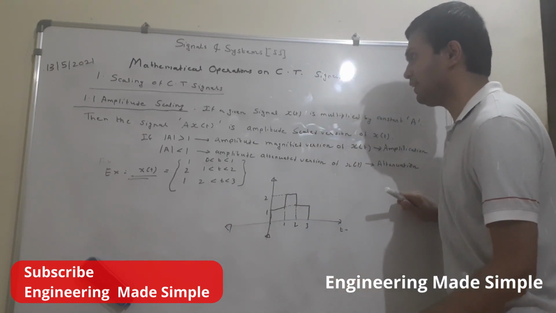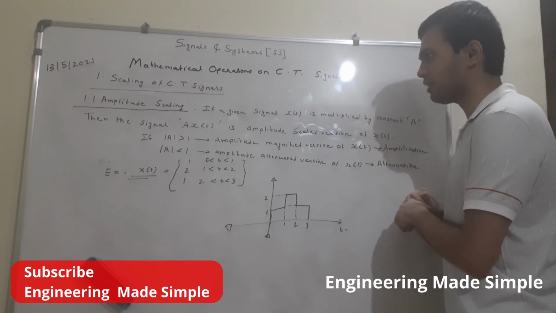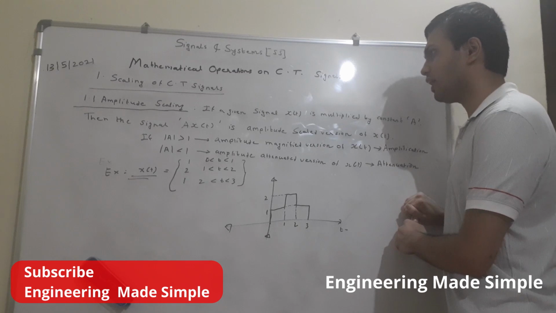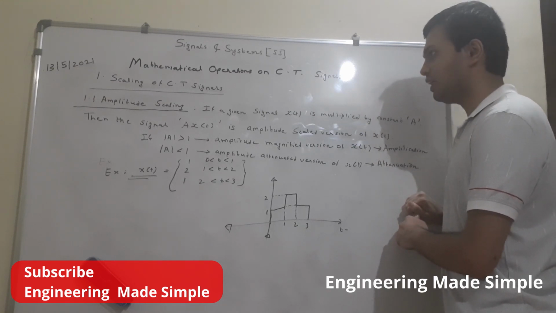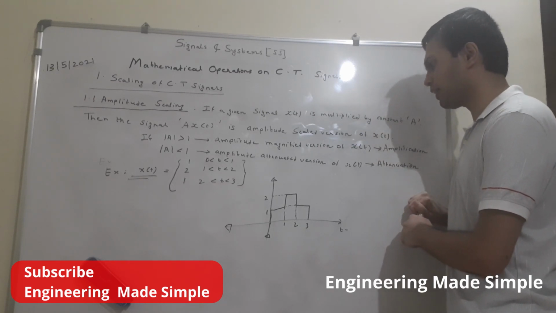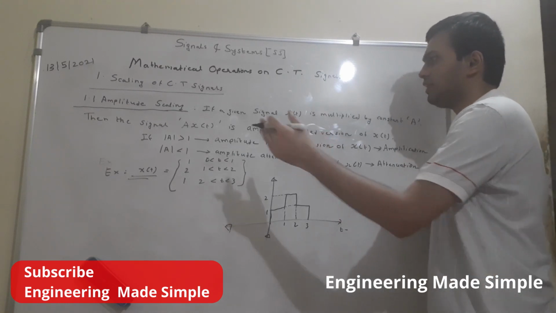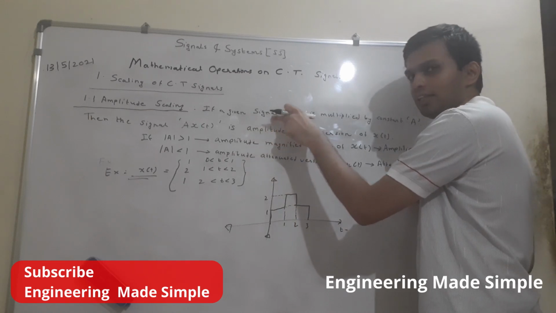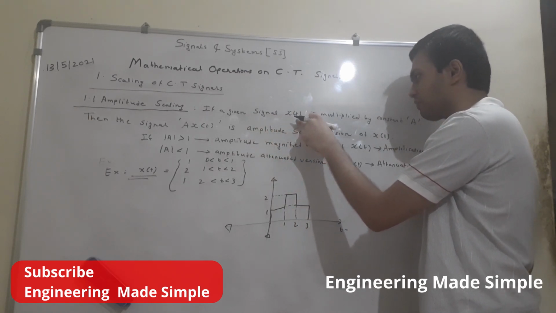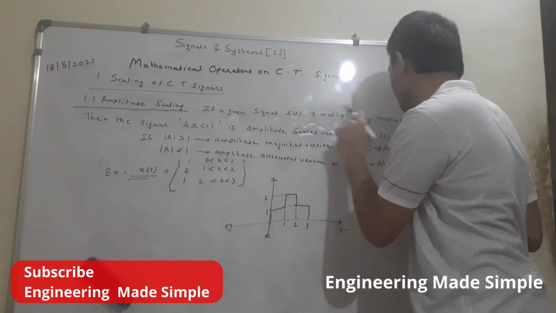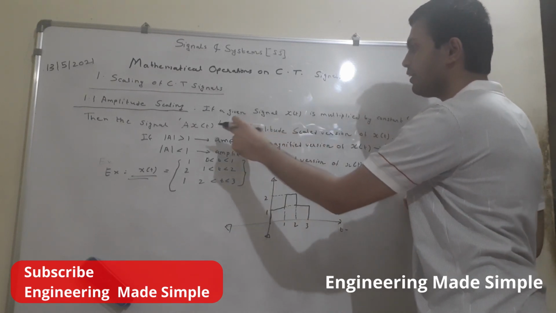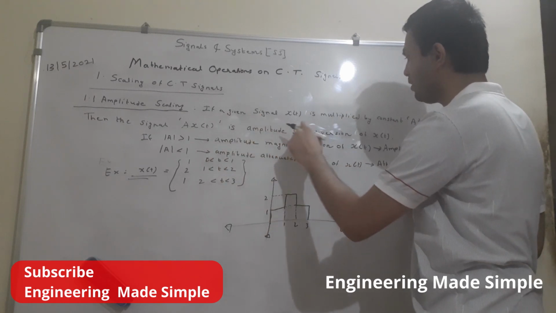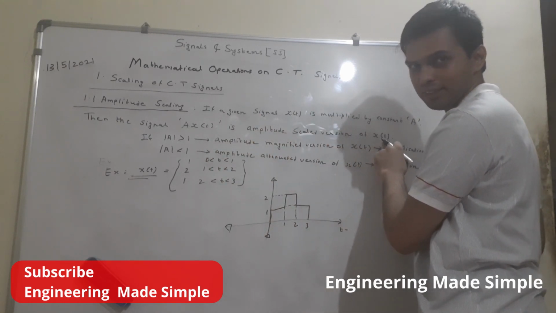Here, the first operation is scaling of continuous time signals. As I just told you earlier, scaling is of two types, amplitude scaling and time scaling. Let us start studying amplitude scaling first. This is the definition of amplitude scaling which I have already written over here. If a given continuous time signal denoted by x of t is multiplied by some constant a, then the resultant signal a into x of t is said to be the amplitude scaled version of the given signal x of t.